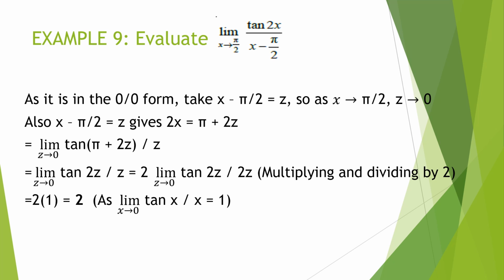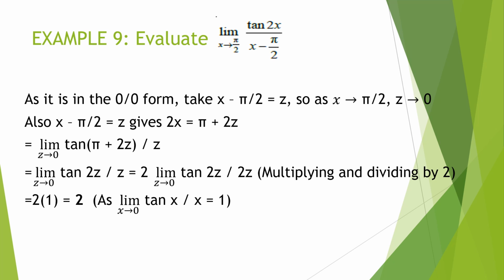Find limit x tends to pi by 2 tan 2x upon x minus pi by 2. Now again first of all check over here. It is in the 0 by 0 form, because if you put x equal to pi by 2, tan pi is 0 and the denominator is also 0. So now we need to further simplify it. Now looking at this, since we are having x minus pi by 2 in the denominator, take x minus pi by 2 as some z. So now as in the original function x tends to pi by 2, what will z tend to? z will tend to 0.